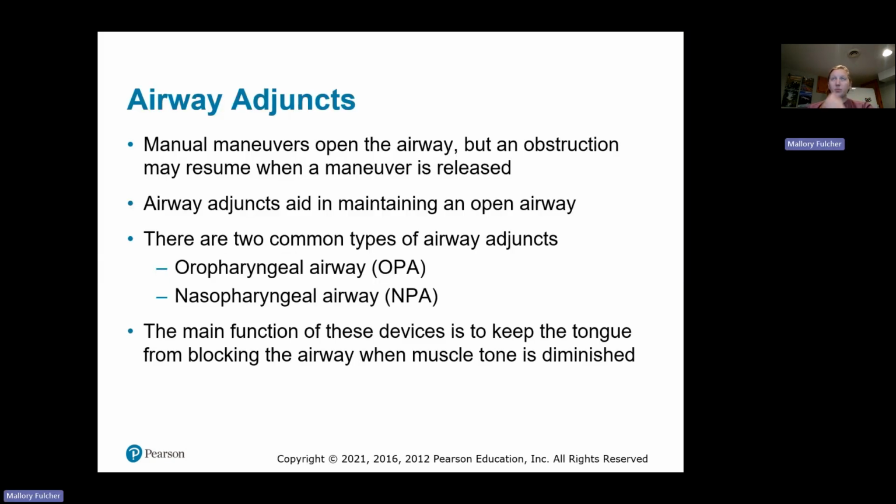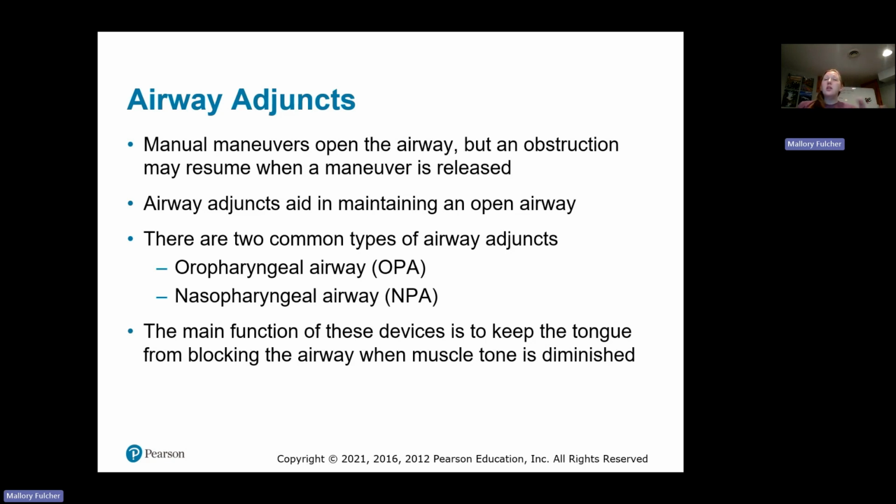Airway adjuncts. The first thing we want to do with our patients that have obstructed airways is to manually open that airway, right? The head tilt chin lift or the jaw thrust maneuver. But that doesn't work 100% of the time, right?